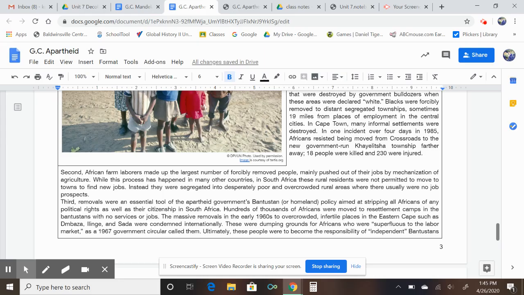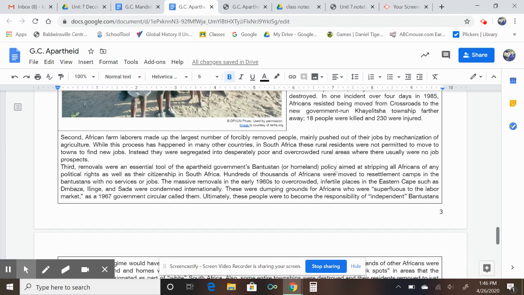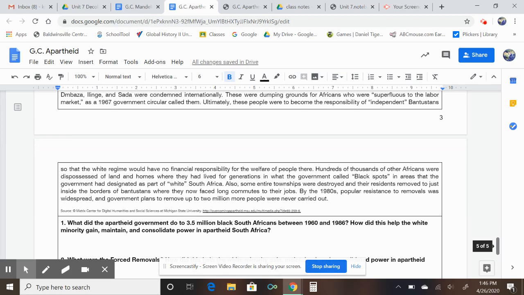The massive removals in the early 1960s to overcrowded, infertile places in the Eastern Cape, such as Dimbaza, Ilinge, and Sada, were condemned internationally, which means that the international community did not agree with that. These were dumping grounds for Africans who were superfluous to the labor market, as a 1967 government circular called them. Ultimately, these people were to become the responsibility of independent Bantustans, so that the white regime would have no financial responsibility for the welfare of people there.